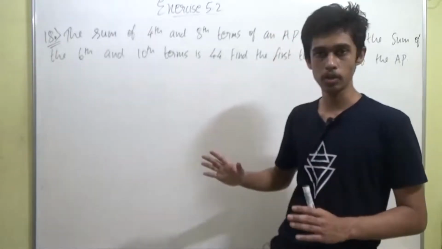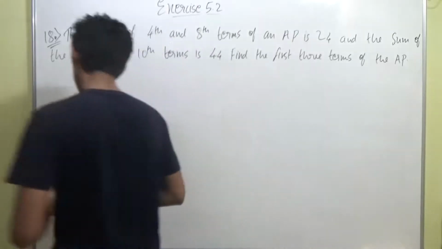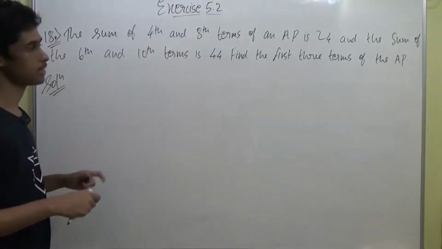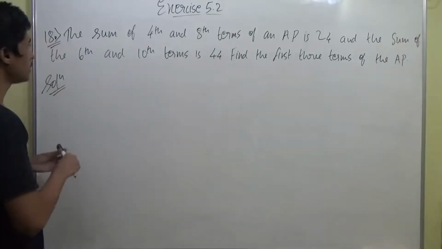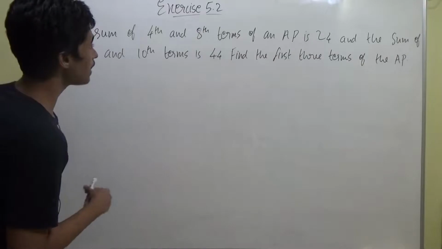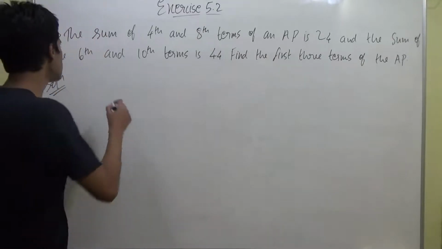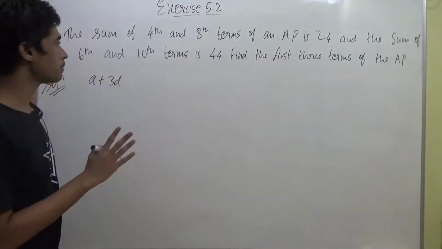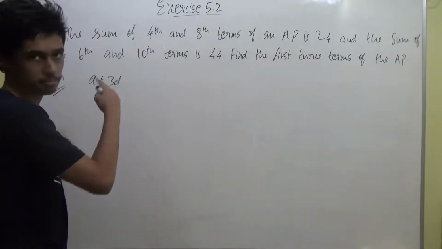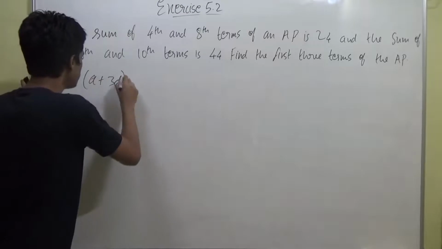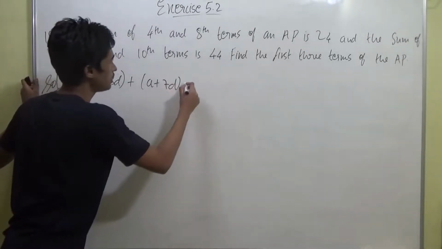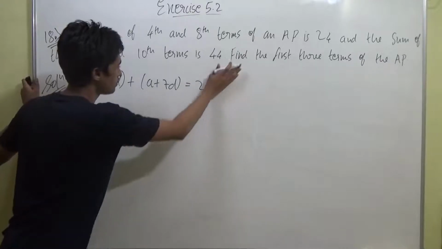First thing, guys, in this type of questions, what you have to do is first represent the question mathematically, and then you'll automatically get to know what we have to do further. So let's represent it mathematically. The sum of 4th and 8th term of an AP is 24. So the 4th term is A plus 3D. By now I'm pretty sure you know how we got A plus 3D as the 4th term. It's very easy. A plus 7D is the 8th term, equal to 24.